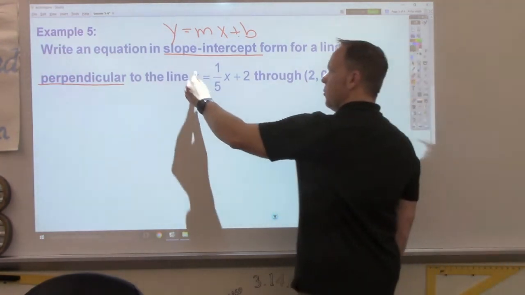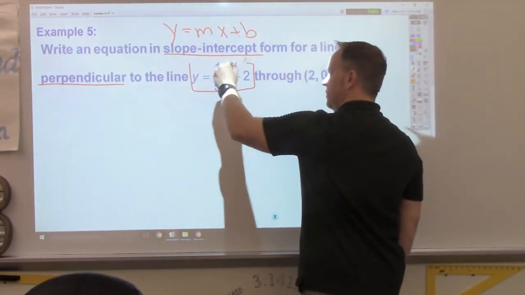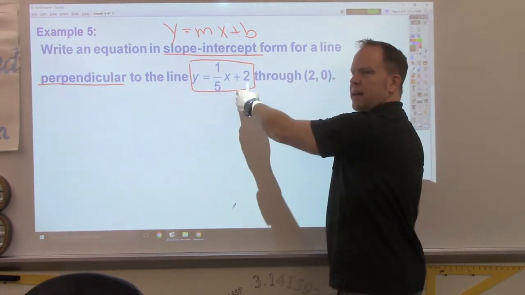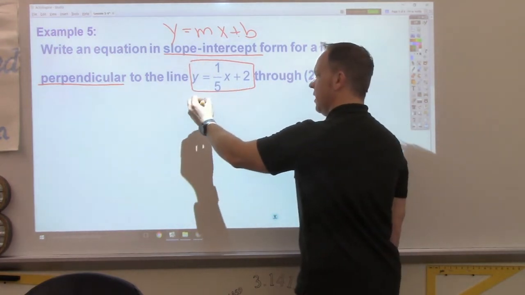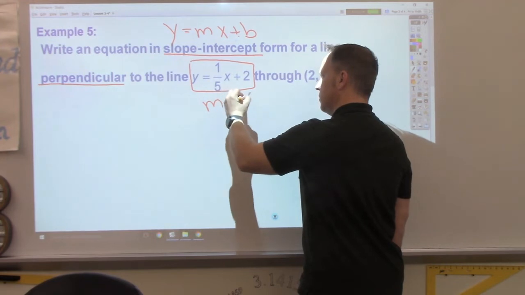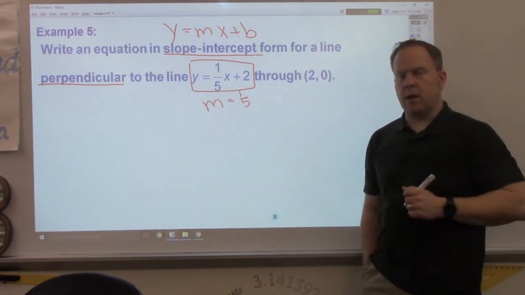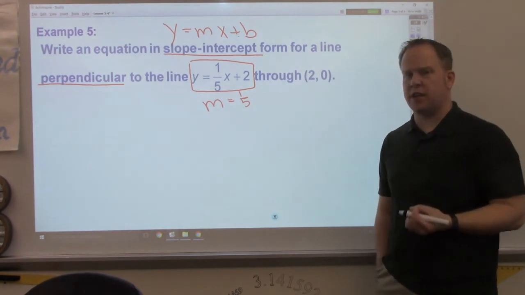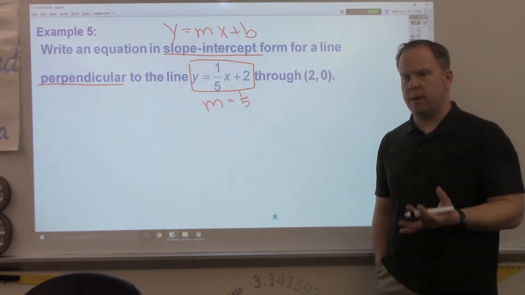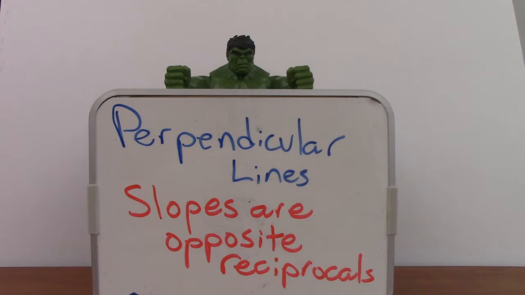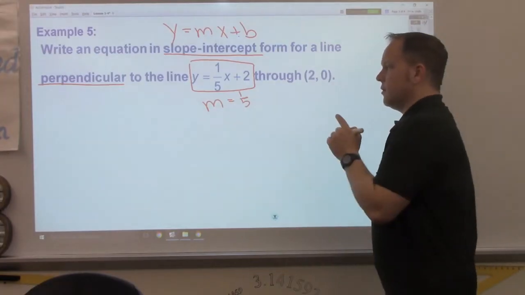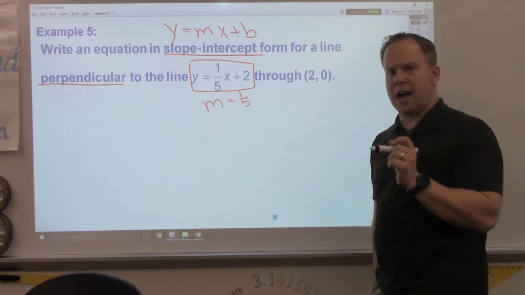Now, I want it perpendicular to this line. What is the slope right now of this line? The slope of this line is 1/5, but if I want the equation of a line perpendicular to it, what do I have to remember? Perpendicular lines. Slopes are opposite reciprocals. Good job, Hulk. Slopes of perpendicular lines are opposite reciprocals.